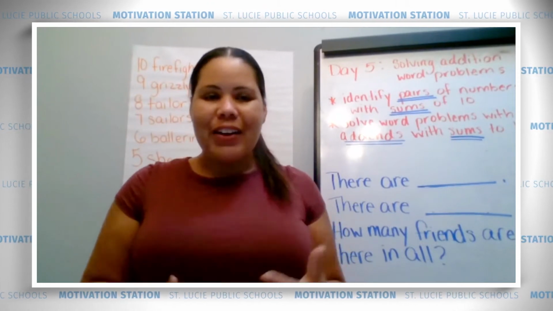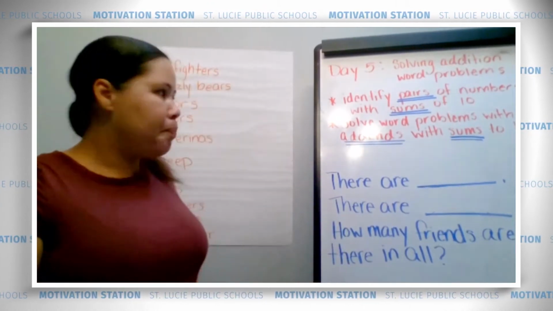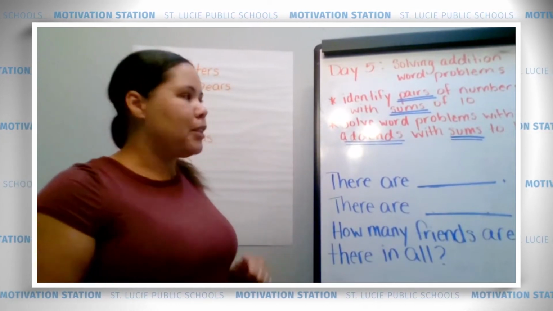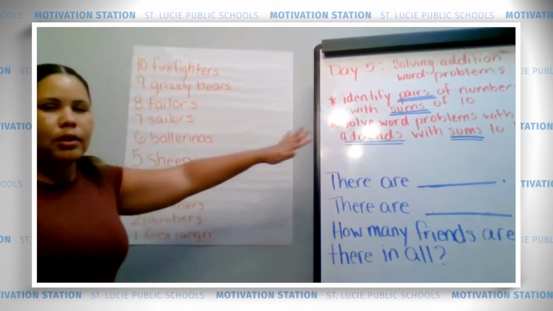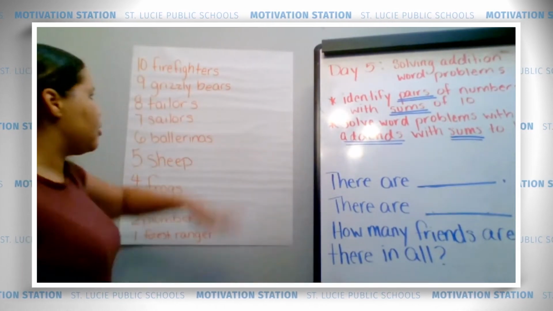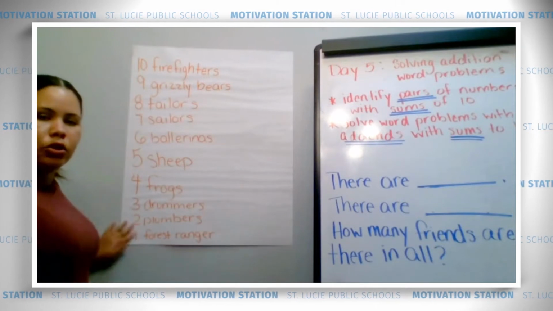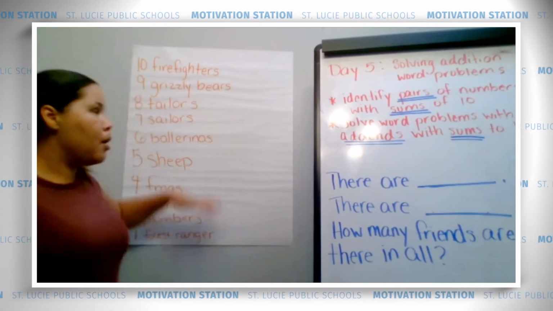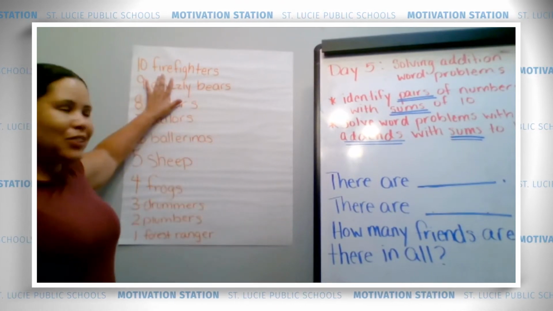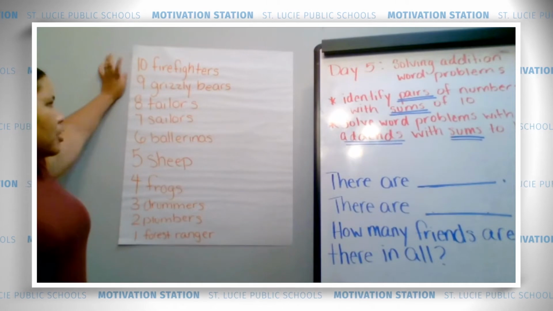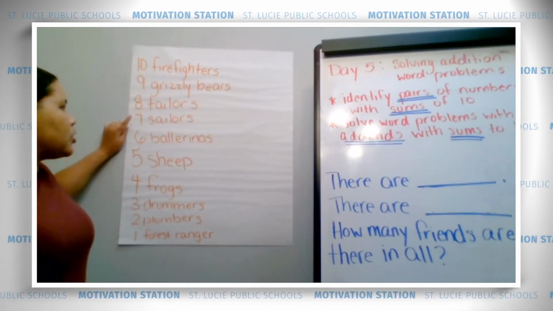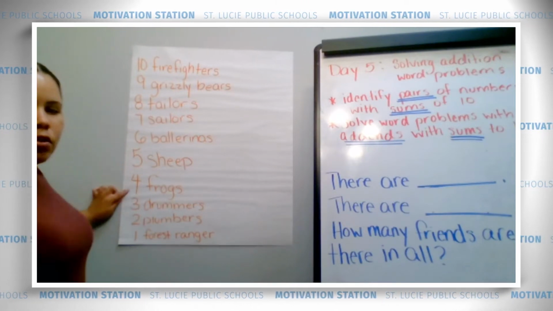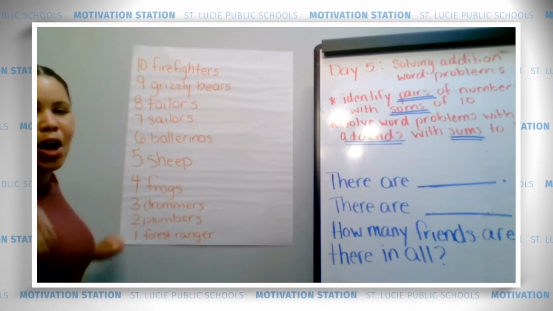Okay, boys and girls, our next part of our learning today is to solve word problems with 2 addends with sums up to 19. I took our character list from 10 Friends and moved it onto our anchor chart paper, because I want to be able to do some work on our board, but it's still the same characters that you showed me. Our 10 firefighters, our 9 grizzly bears, 8 tailors, 7 sailors, 6 ballerinas, 5 sheep, 4 frogs, 3 drummers, 2 plumbers, and 1 forest ranger.